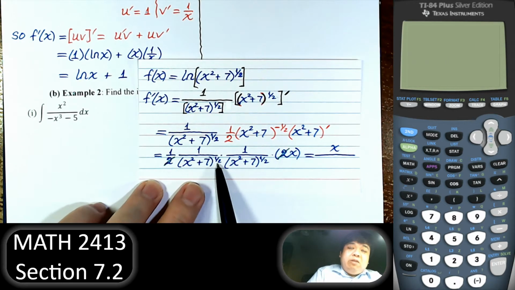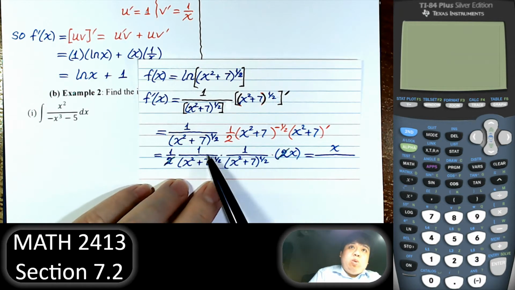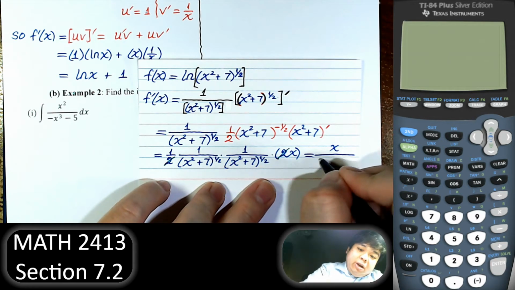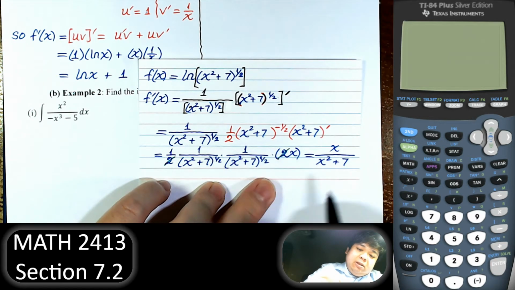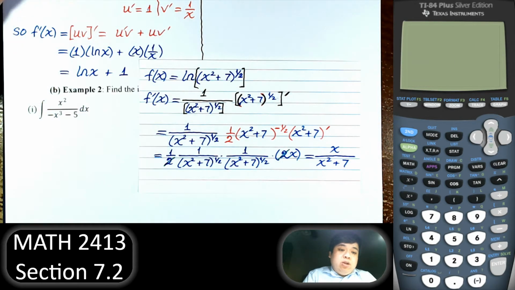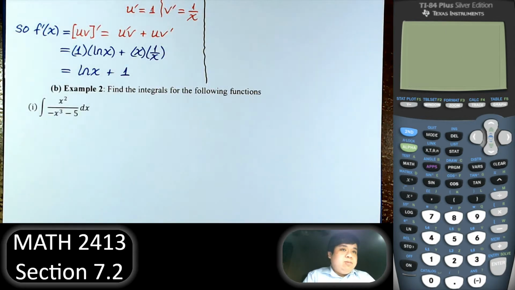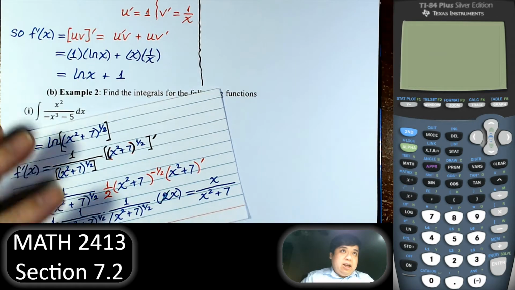X squared plus 7 to the 1/2, times x squared plus 7 to the 1/2. When we multiply two things with the same base, combine the exponents. 1/2 plus 1/2 is 1. So x over x squared plus 7. Yeah, that is the long way to do it. Certainly works. I'll just apply the chain rule two times. Just going to put that here.